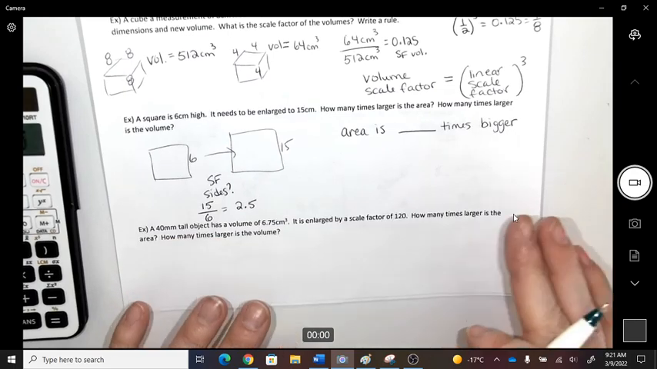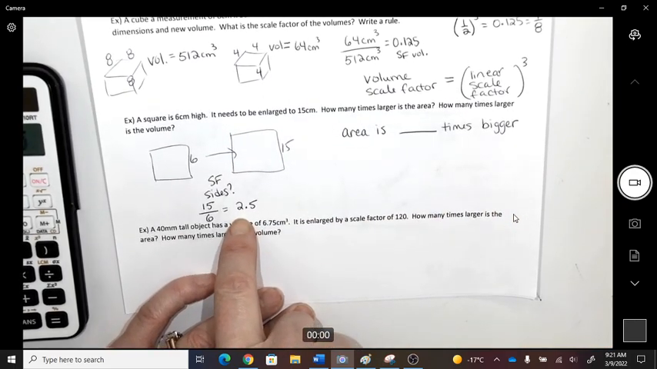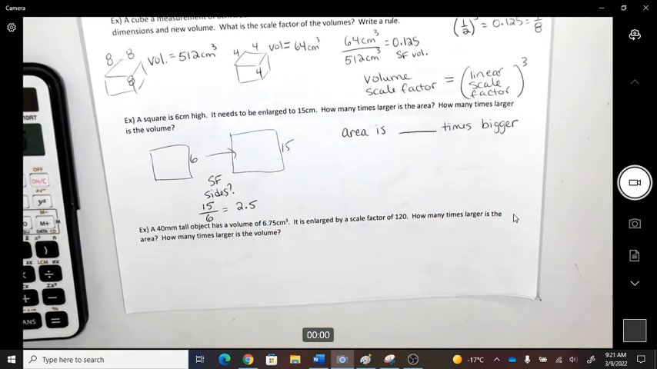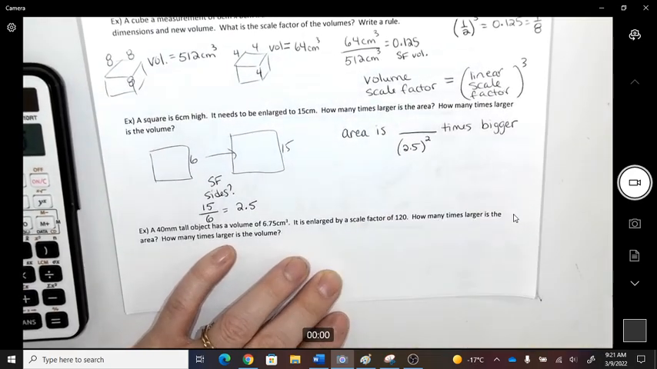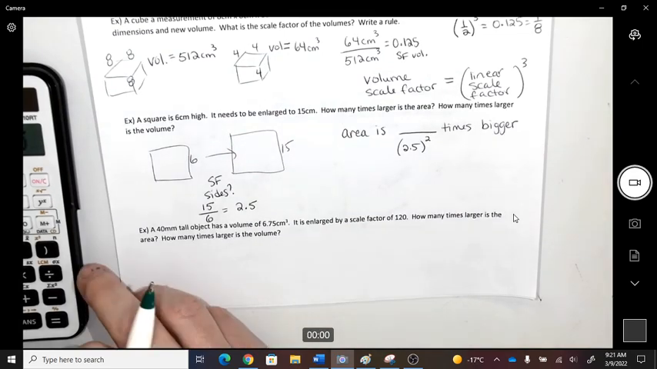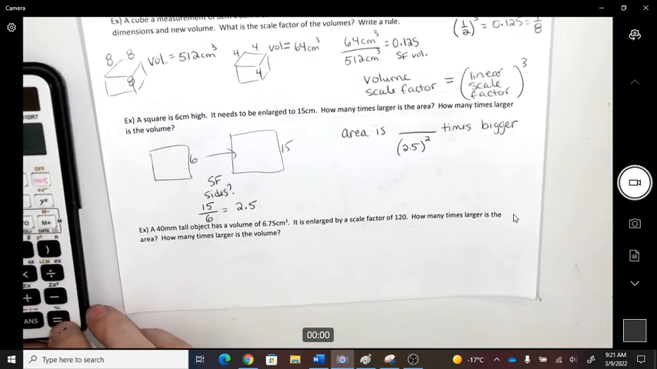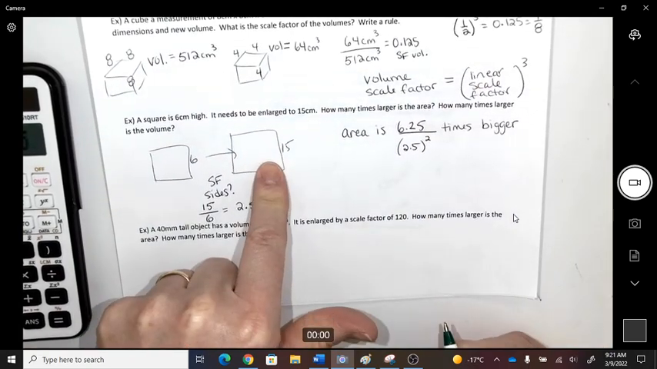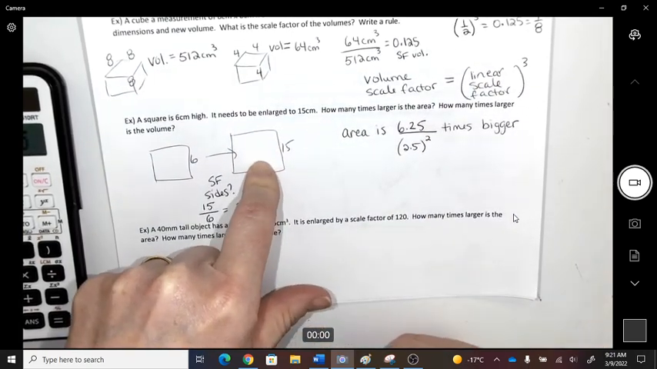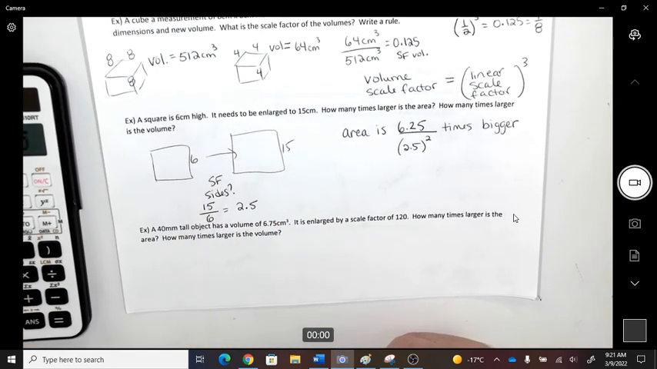Okay, so if the sides are 2.5 times greater, how much bigger is the area going to be? So what do I do with the sides? So 2.5 times bigger, but I'm going to square that number, right? So squaring that number. So the area of this will be 6.25 times bigger than the area of that. Okay, so I just took the scale factor and I squared it.